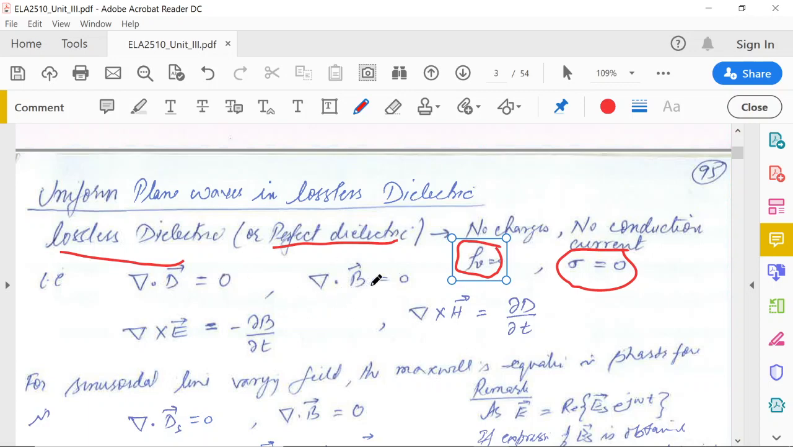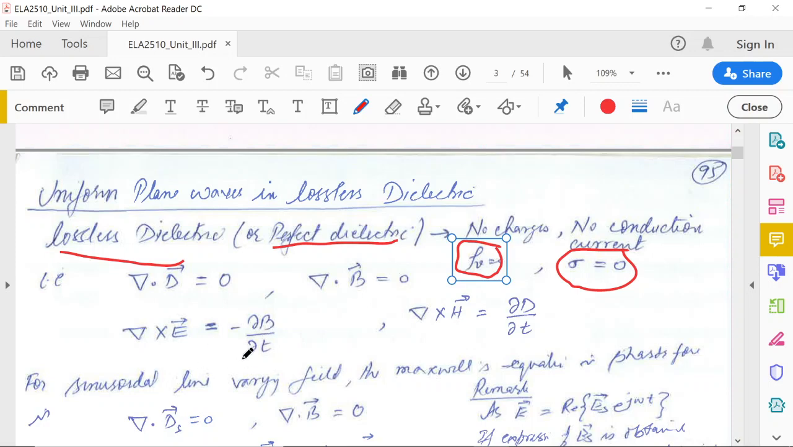Divergence of B is always 0. And curl of E is minus del B over del t. And curl of H only remains as the displacement current density, and the conduction current density will be 0. So these are the Maxwell's equations for lossless dielectric.